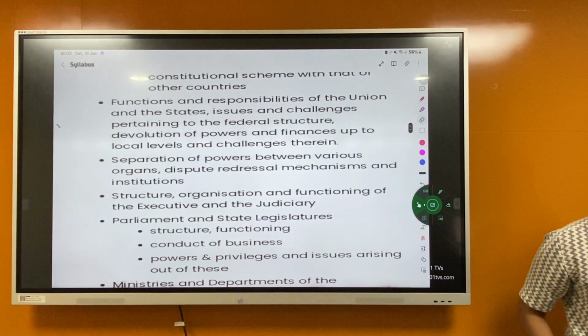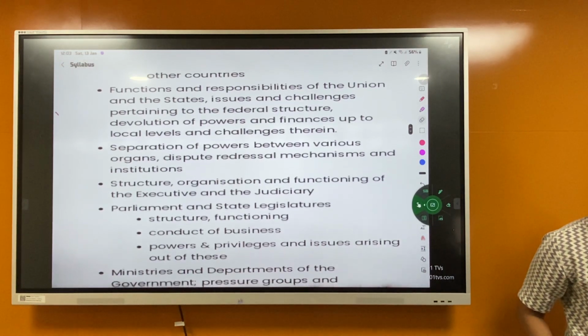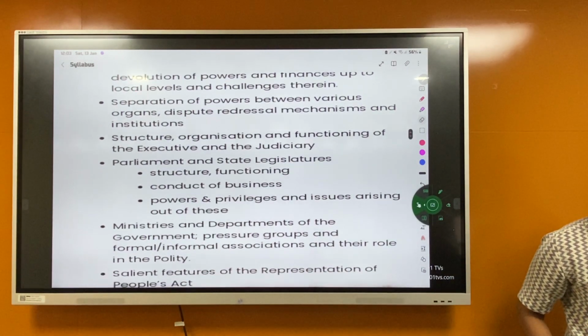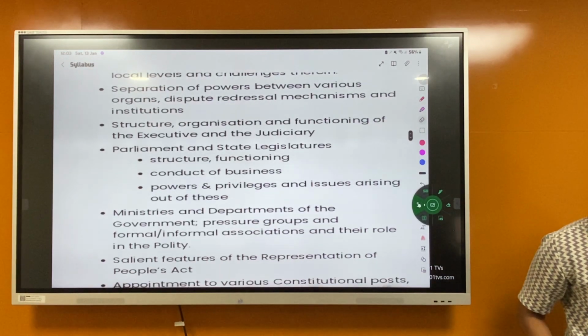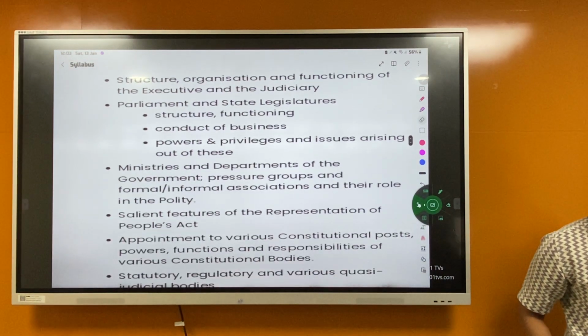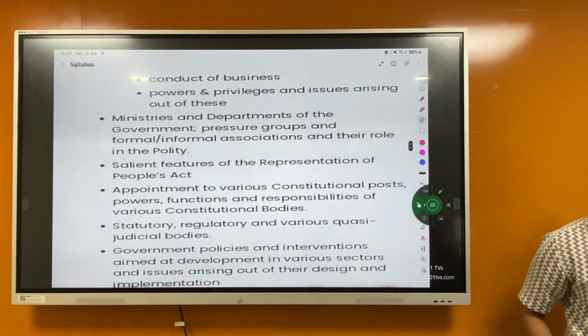Separation of power between various organs, dispute redressal mechanism and institutions. Next, structures, organizations and functioning of the executive and the judiciary. Next, Parliament and the state legislature, structures, functioning, conduct of business, powers and privileges and issues arising out of this. Ministries and departments of the government, pressure groups, formal and informal associations and their role in the polity. Salient features of Representation of People's Act.